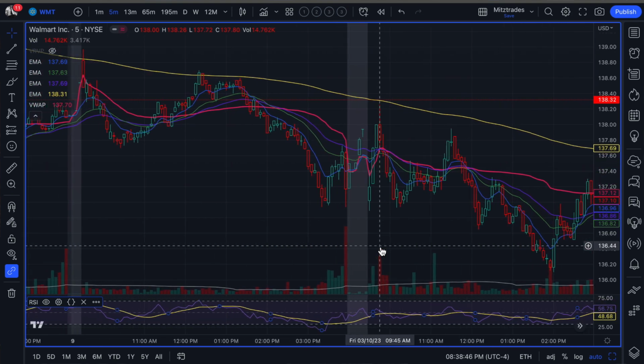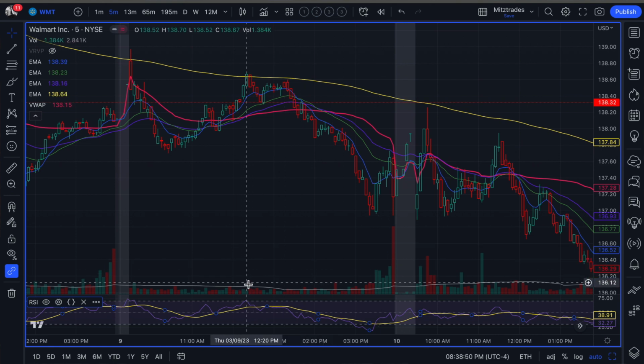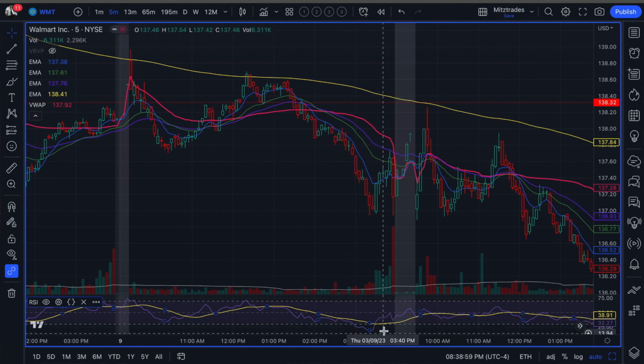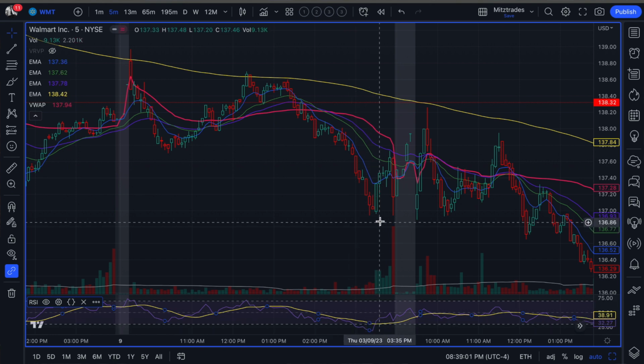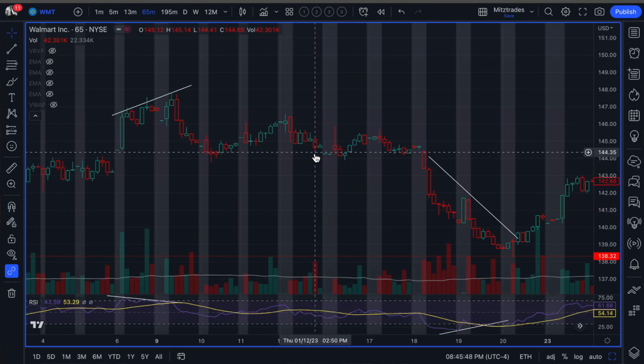If the RSI value of a stock is above 70, this may indicate that the stock is overbought and may be due for a bearish correction to the downside. Inversely, if the RSI value of a stock is below 30, this may indicate that the stock is oversold and may be due for a bullish correction to the upside.